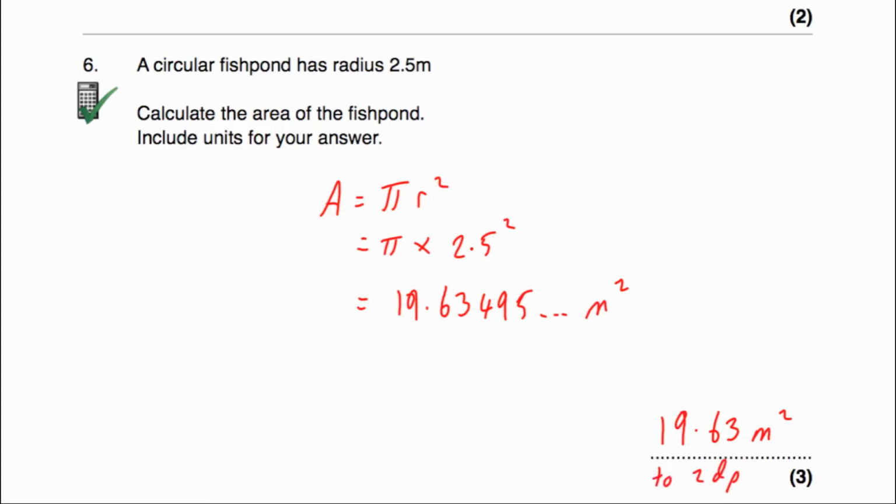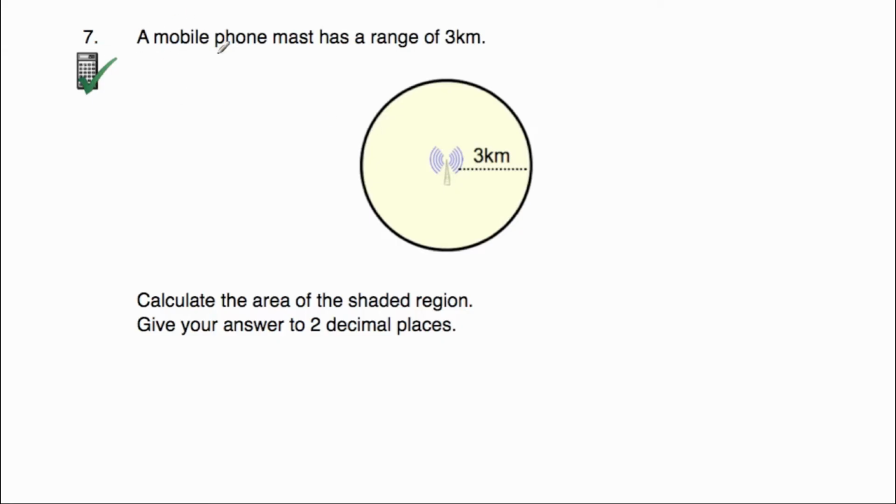Okay, let's have a look at question number 7. Okay, question number 7 says, a mobile phone mast has a range of 3 kilometers. So in other words, if you're within 3 kilometers of that mobile phone mast, you might get a signal. And we've been asked to calculate the area of this shaded region, so the area inside the circle, and to give our answer to 2 decimal places. So the area is equal to pi r squared. So to find the area of the circle, we're going to do pi times the radius, which is 3 squared.